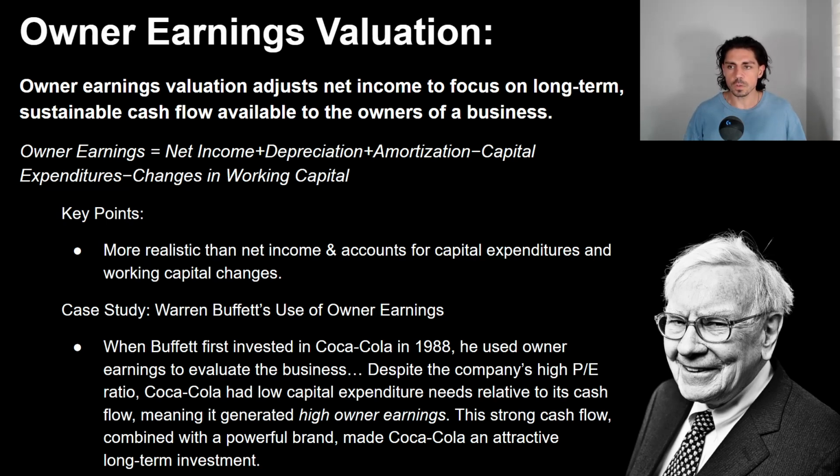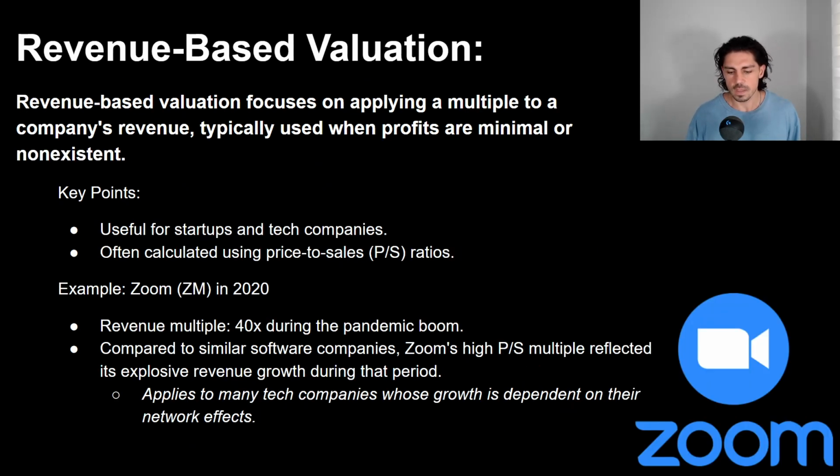Because at the time, Coca-Cola actually had a very high PE ratio. What was interesting, juxtaposed against that high PE ratio, was the low capital expenditure that it needed to continue to invest to maintain its cash flows, right? So Warren Buffett understood that this was a powerful brand that wasn't really going to go anywhere. And if they didn't have the intense maintenance costs that a lot of these other businesses have while keeping this cash flow moving, then it was going to be an attractive long-term investment. Hence why he still owns it to this day.